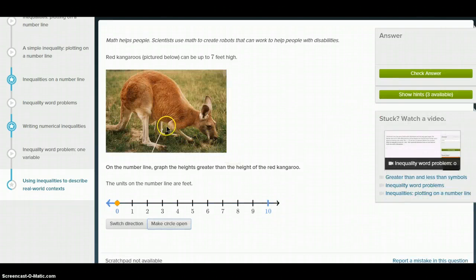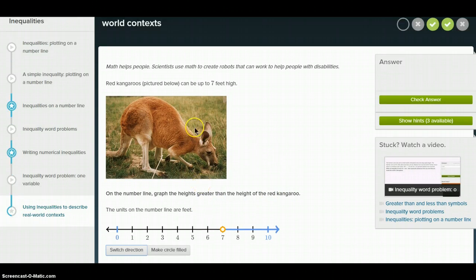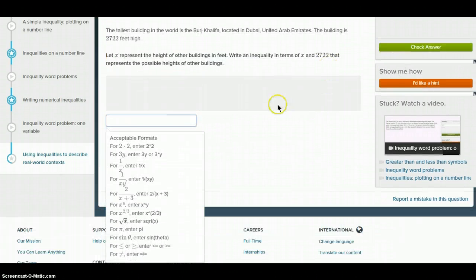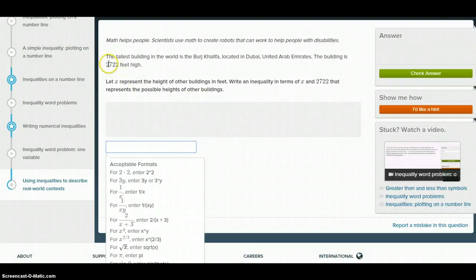Okay, so we have a kangaroo here. It says that the kangaroo can be up to 7 feet high, and then on the number line graph, the height is greater than the height of the kangaroo. So the kangaroo can be 7 feet high, and it's going to be greater than 7, so we're not going to include the 7, and we're going to switch direction so it's greater than 7, like this question asks. Let's do that. Okay, so let's go to the next question here.